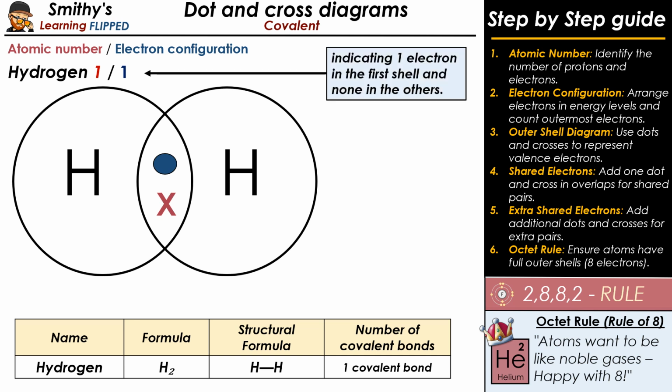So indicating 1 electron in hydrogen, you can see that's written here. So this will be on each of the slides, and it will help you very quickly to understand that the atomic number then goes into the electrons. Now, because there is no second shell, it is only 1 here.